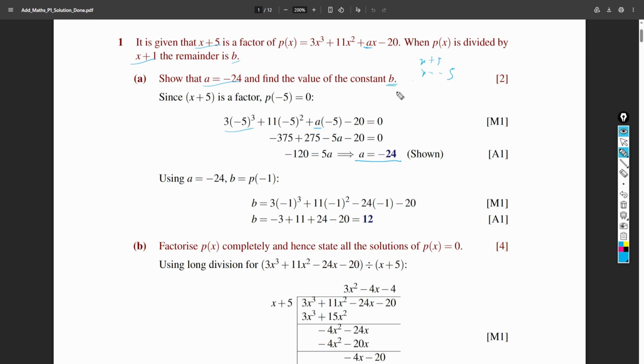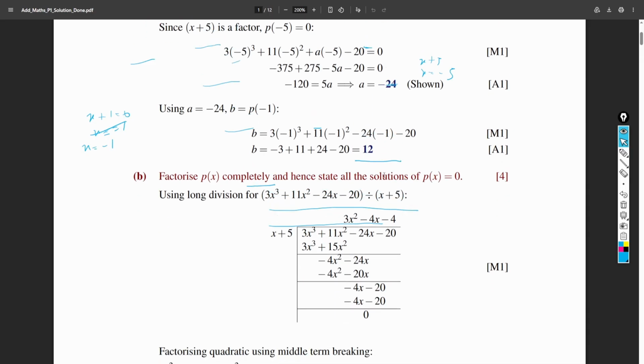So for this part we use the remainder theorem. We are told that when p of x is divided by x plus 1 the remainder is b. So this time we simply set x to minus 1. So x equals minus 1, so this is p of minus 1, and then we simply solve it and we get the remainder. So that's it.